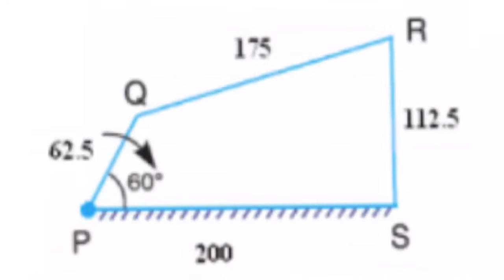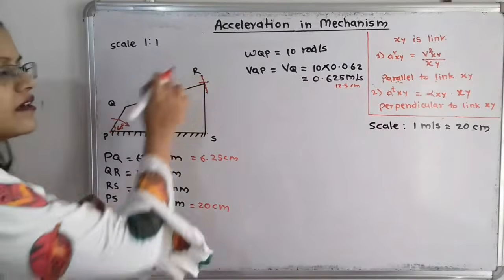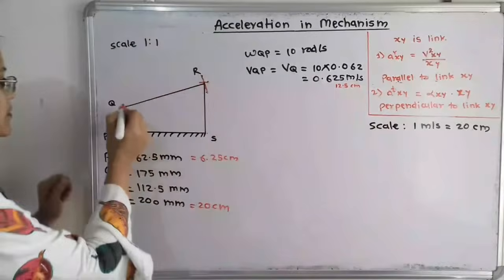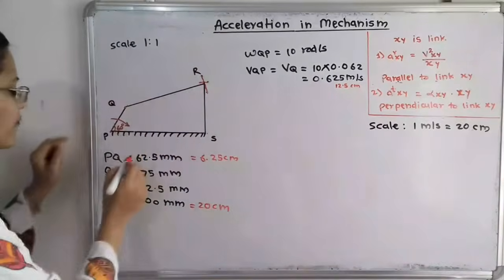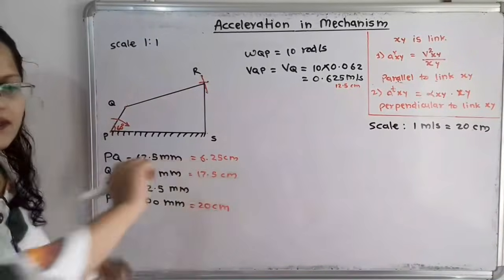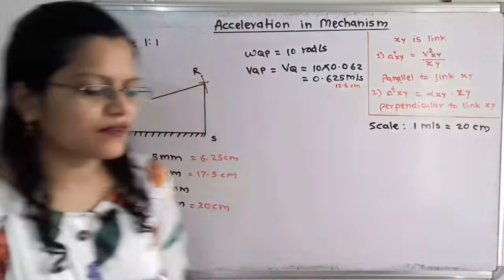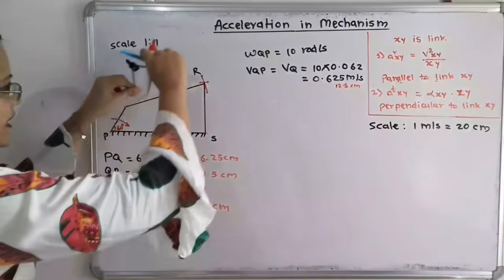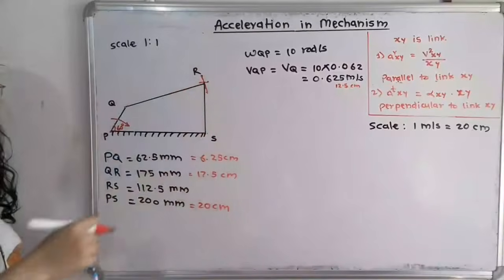Now the crank PQ is inclined at 60 degrees, and the length of PQ is 62.5 mm, that is 6.25 cm. So at a 60 degree angle we draw the line PQ of length 6.25 cm. Now how to locate the point R? From the center Q we mark one arc for the distance 175 mm, that is 17.5 cm. We will use the compass, with Q as the center, and mark one arc for 17.5 cm.